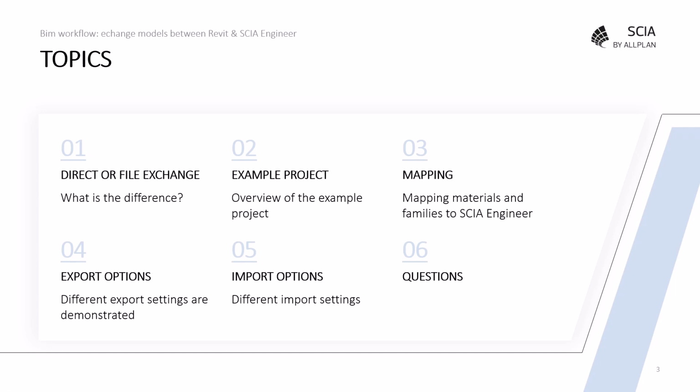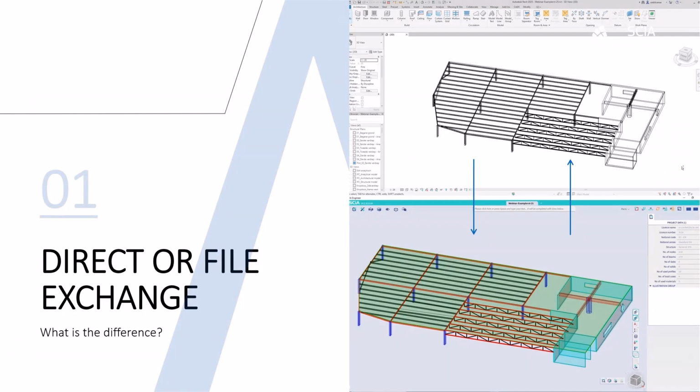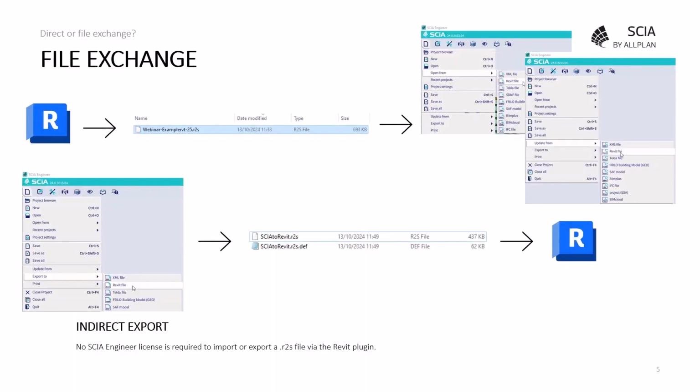Let's take a look into our first topic, which is the direct or file exchange. What is the difference here? The biggest difference will be found in which licenses that you need. For the file exchange, you will not need a license to use the plugin and create an exported file.